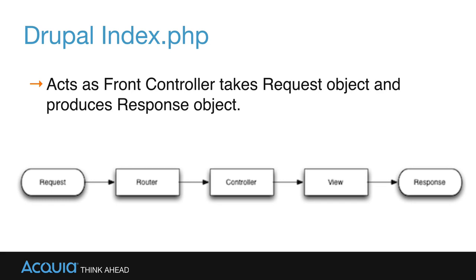The controller builds the response for a given request. This could be an HTML page, a JSON string, or anything else. For normal website pages, the controller will return a render array, but the controller can also return, for example, JSON type data. Next, we have the view. The view creates the response.